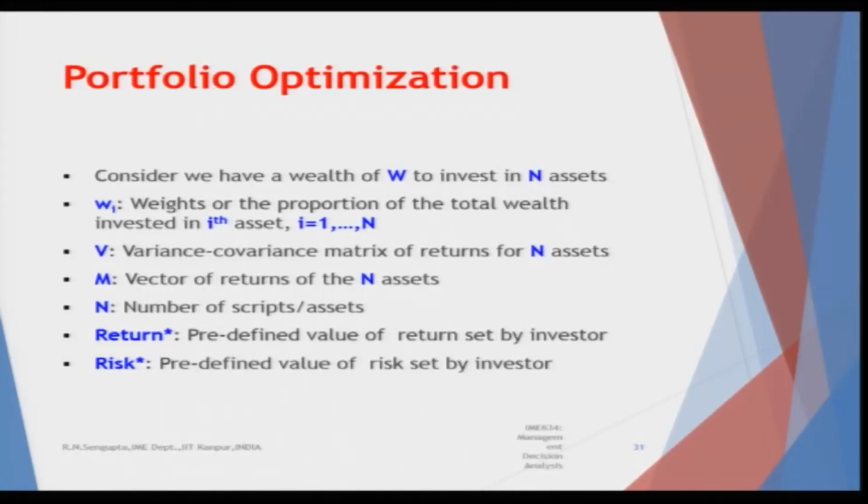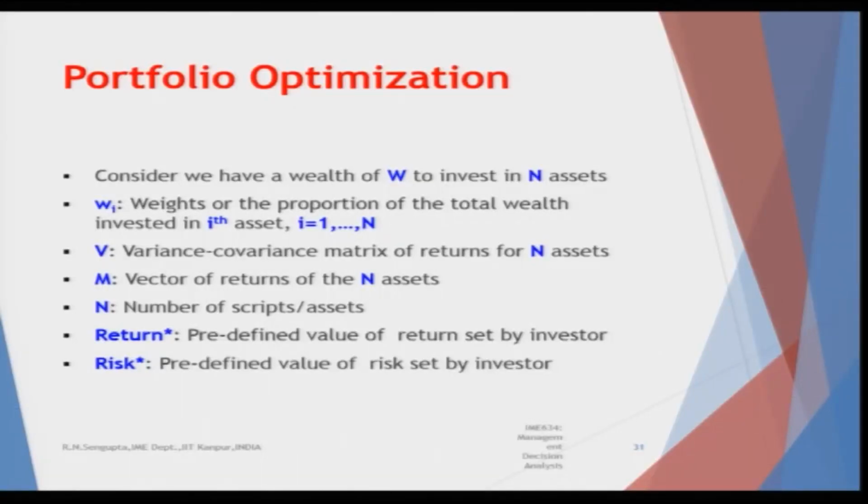So, consider we have a wealth of W and we want to invest in n assets. I have already mentioned n assets, and we will consider the weights of these assets as given. Weights mean the amount of investment I am going to make out of the total wealth W. So if it is 200 and I invest, for example, 10 rupees in the first asset, the weight W1 is 10 by 200. Similarly, if I invest 50 rupees in the second one, W2 is 50 by 200. Obviously, the sum of W1 to Wn would be 1. So Wi is the proportion of the total wealth invested in the ith asset.